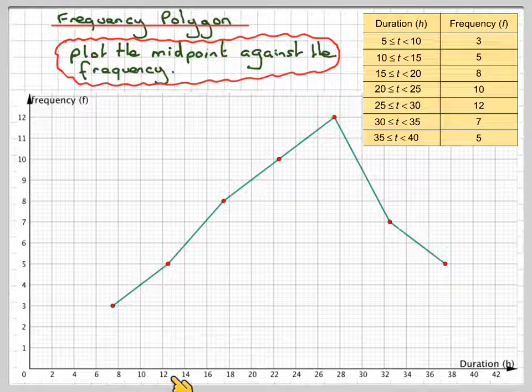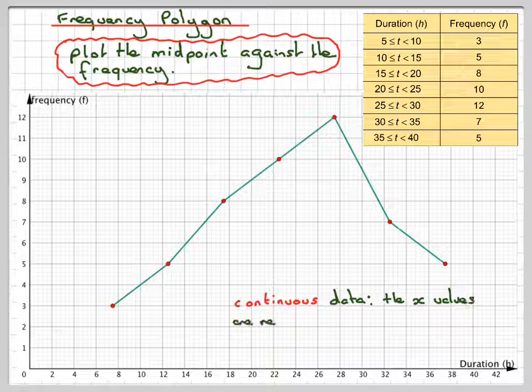Again, this one's going to be 12.5 against a height of 5, etc. And then you plot all the points and you join them all up with a ruler like that. And this is called a frequency polygon. So this is the first midpoint, and this is the last midpoint, which is 37.5 in this case.